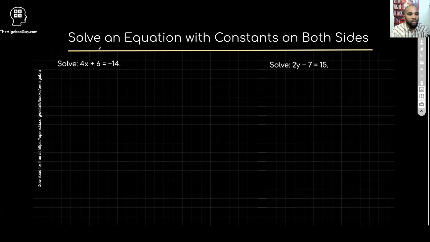So I want to get x. Solving an equation means I want to find out what the value of x needs to be in order to make this equation true. 4 times what number plus 6 is going to equal negative 14. All right, so to solve that, we need to get this x by itself.